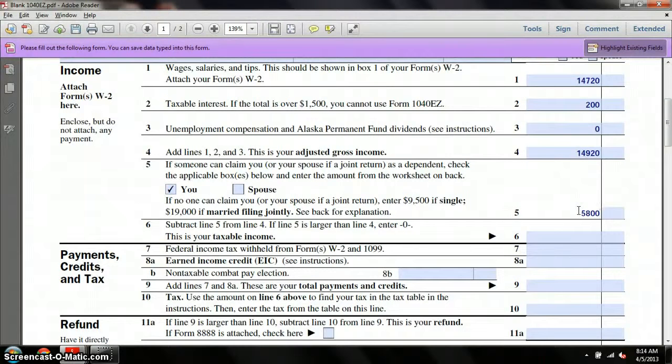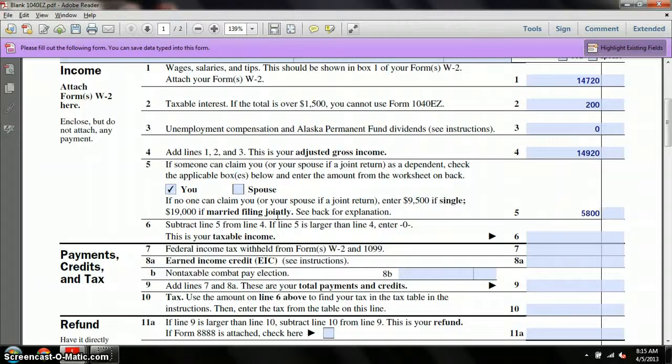Okay, now just notice here, if somebody can claim you as a dependent. If no one can claim you, you're going to enter 9,500 if you're single, or 19,000 if you're married filing jointly. So you need to pay attention to whether somebody can claim you or not. That will be given to you in the problem, but also in real life, it's something you have to discuss with adults who may be claiming you or not. All right, line 6.